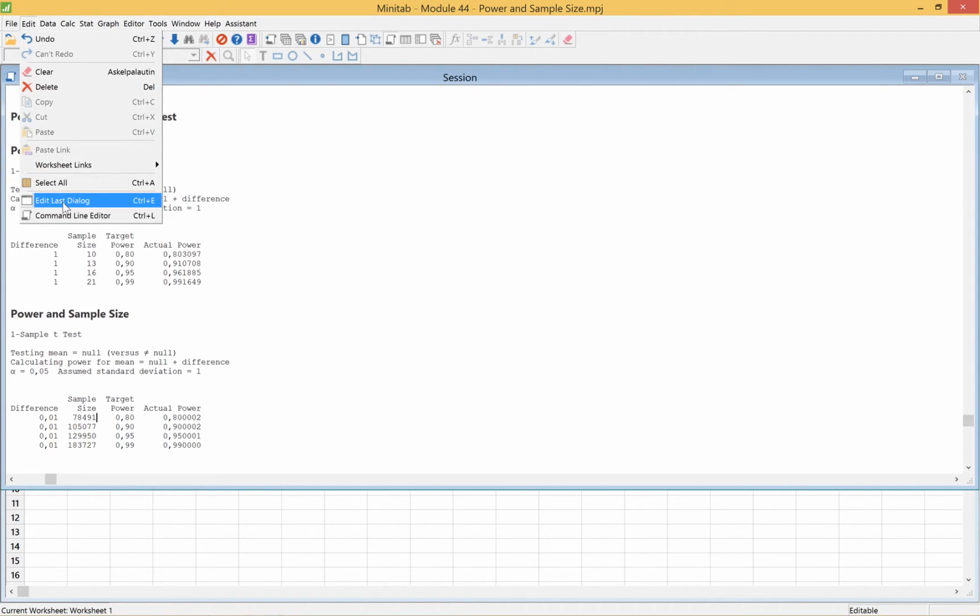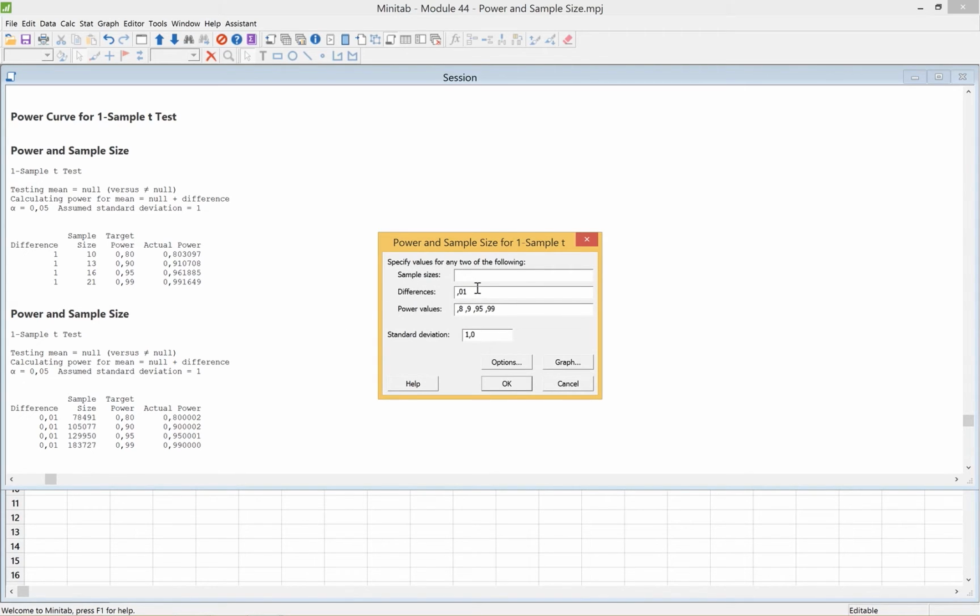So let's go back and edit the last dialog box. We saw this at 0.10. What happens if I have a sample size that is fixed at 30? Many times in a real-world situation, the boss says we can only afford to have 30, and so you calculate for your alpha value of 0.05, your difference to detect of 0.01, and a standard deviation of 1.0.